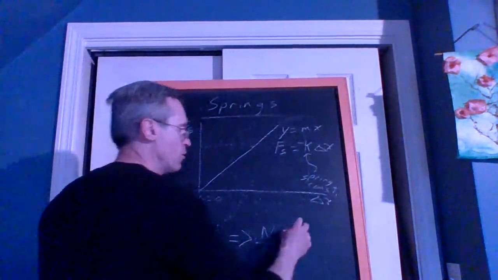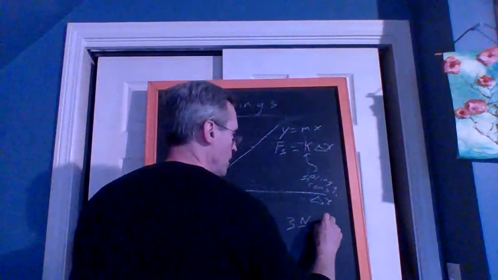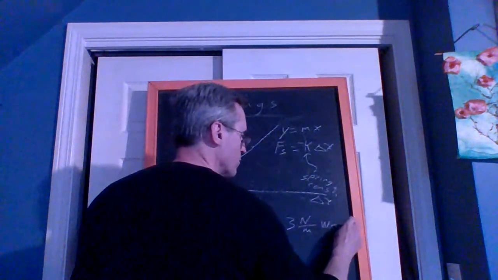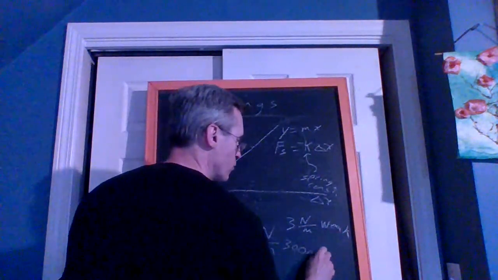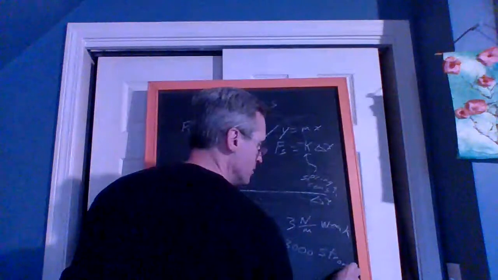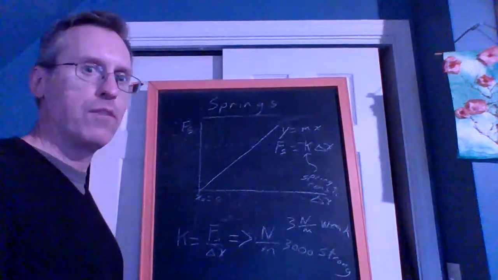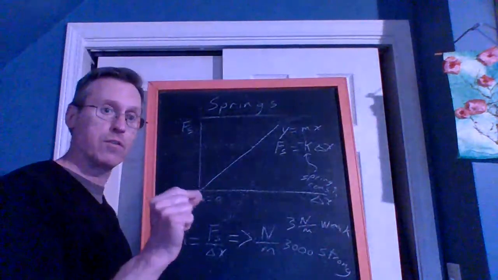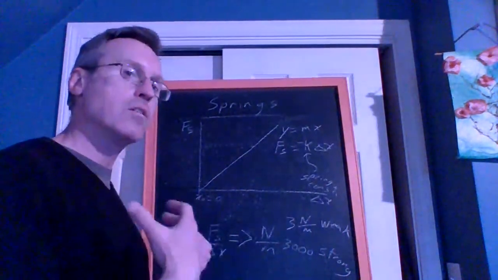So for example, 3 newtons per meter would be a weak spring, and 3,000 would be a strong spring. Similar to coefficient of friction, where the smaller the coefficient of friction, the less friction you have between two surfaces, and the bigger it is, the more you have.